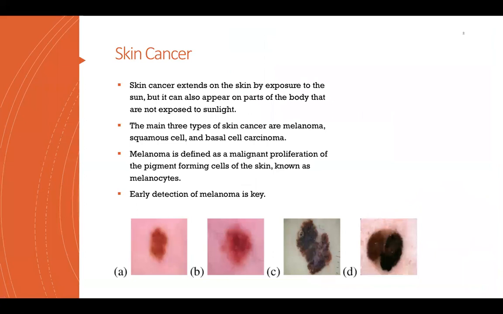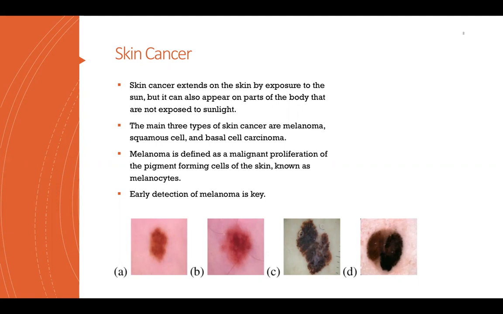First of all, let's talk a little bit about skin cancer and different types of that, and why early detection of melanoma is key. Skin cancer is constantly extended on the skin by exposure to the sun, and it causes skin cancer to grow abnormally. It is also common for skin cancer to appear on the parts of the body that are not exposed to sunlight. The main three significant types of skin cancer are melanoma, squamous cell, and the basal cell carcinoma. In this project, the research is done based on melanomas. We choose melanoma because it's the deadliest type of skin cancer. The death rates are increasing every year.